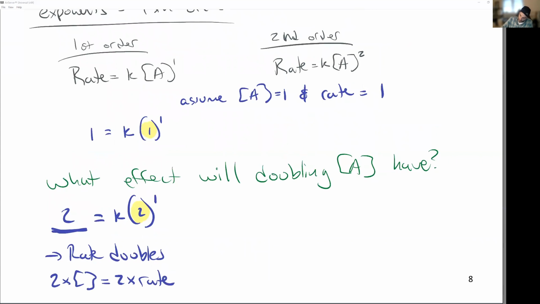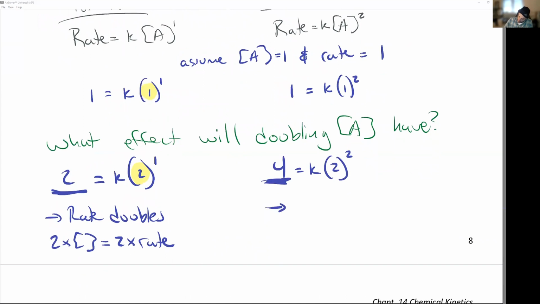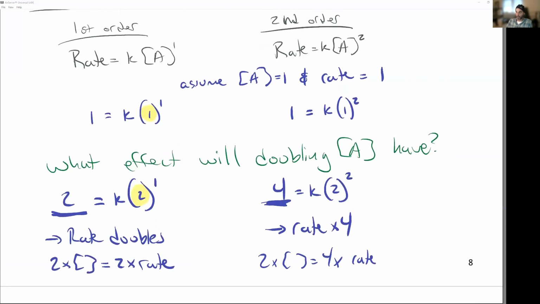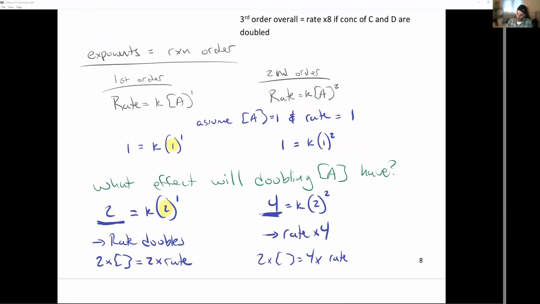What happens to the next one? Again, let's assume A is equal to 1 and rate is equal to 1, and I square it. Well, when I double the concentration, rate actually comes out to 4 times greater. So rate quadruples, or goes up 4x. So again, 2 times the concentration equals a 4x to the rate. That makes sense? If you forget whether it doubles or whatever, you can just plug in numbers and you can get your answer.